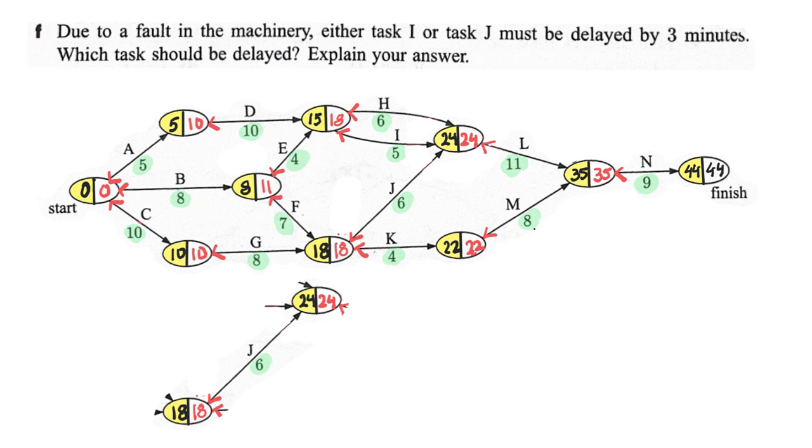But if we look at task I, we can see that there is a slack time of 3 minutes here, but that refers to task H. Task I actually is shorter, and therefore its slack time will be 3 minutes plus 1, which means that we can delay task I by 4 minutes.